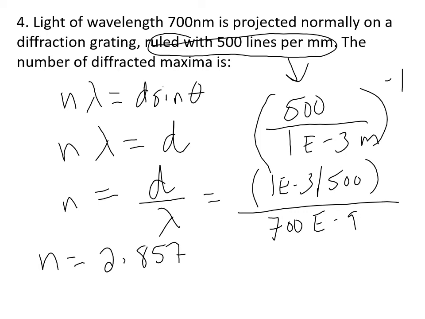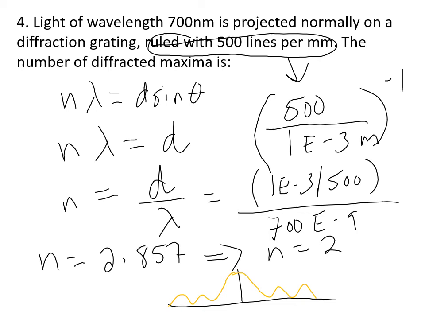You don't see a full 0.857. What you see is a total number of 2, n equals 2 peaks, and that's on either side of the central maximum. So again, if I sketch this intensity pattern, you'd have n equals 0, n equals 1, n equals 2. But you have that on both sides, n equals 1, n equals 2. So the total number of peaks you see, 1, 2, 3, 4, 5, is 5 peaks in this diffraction pattern.